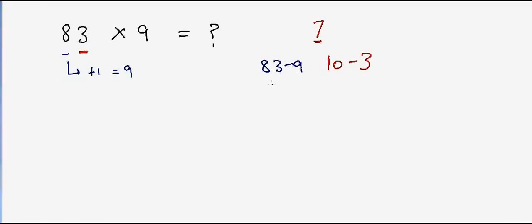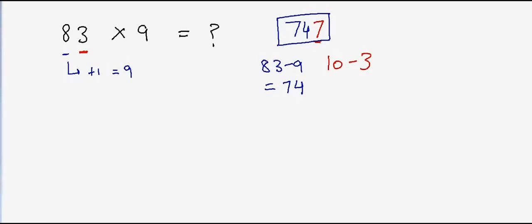Now I'll take the first digit. The first digit is 8. I will take the increment of 8. So 8 plus 1 is equal to 9. And then I'll subtract 9 from 83. So 83 minus 9 is equal to 74. So the answer will be 747. So this is our answer.